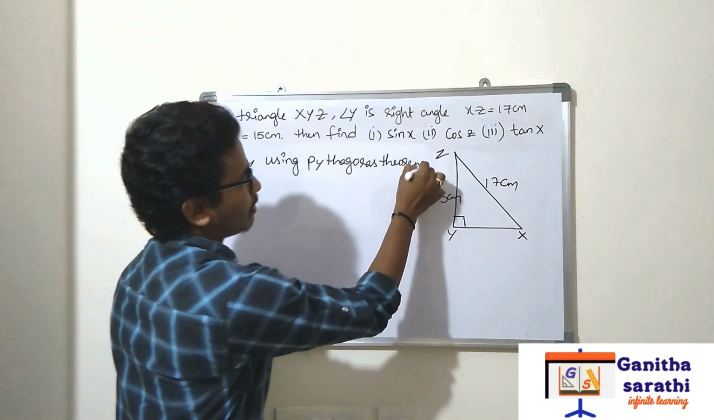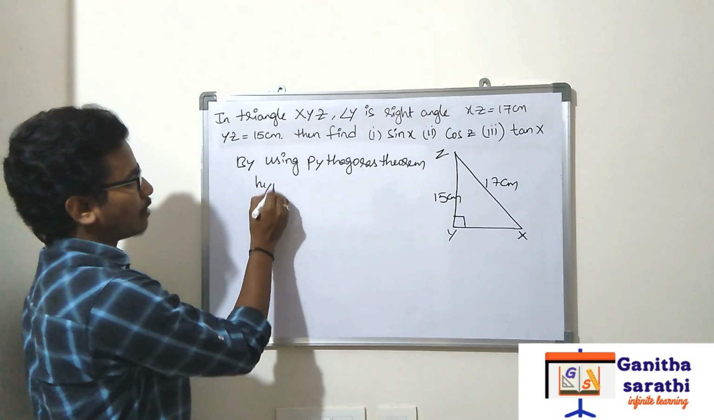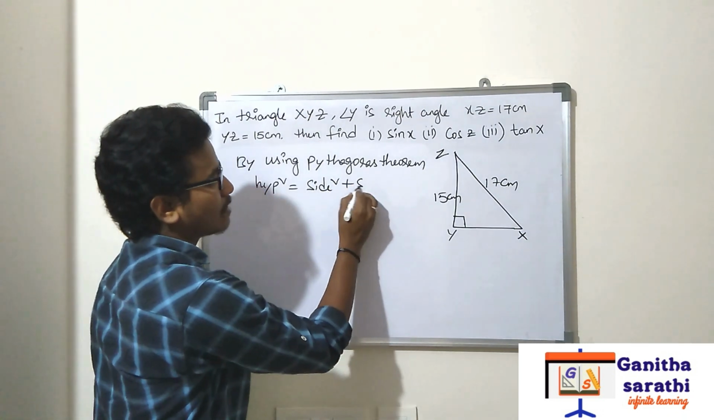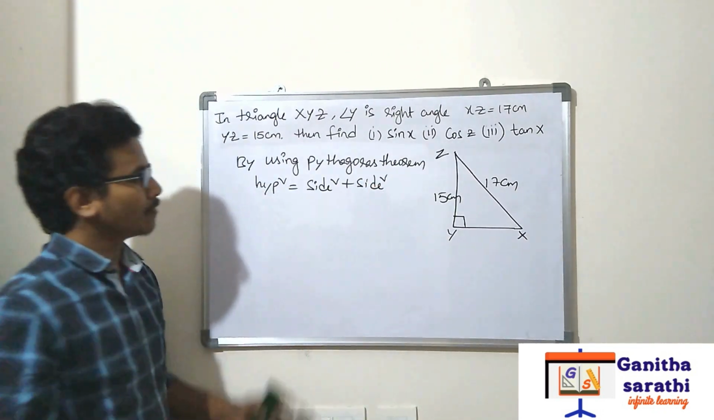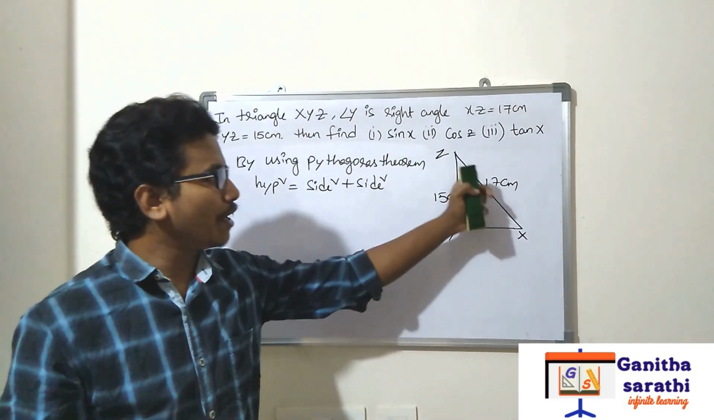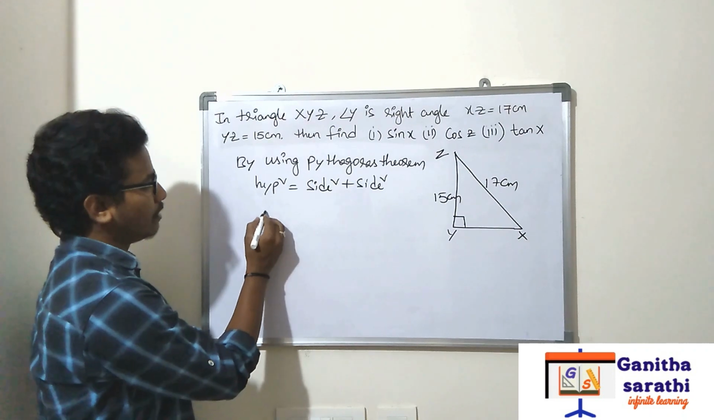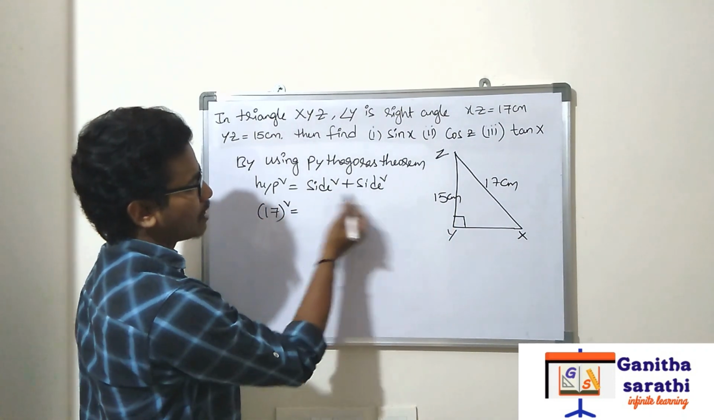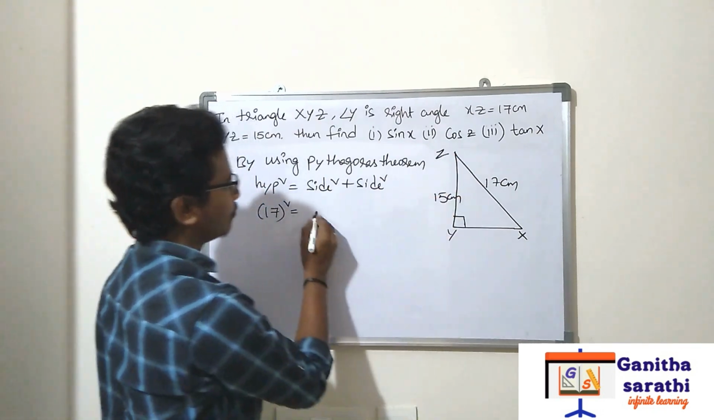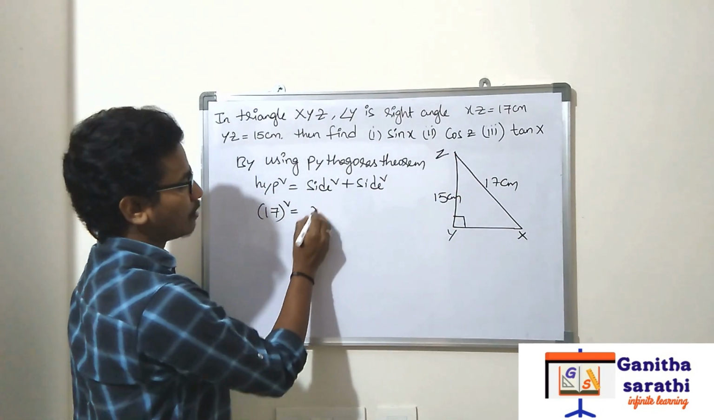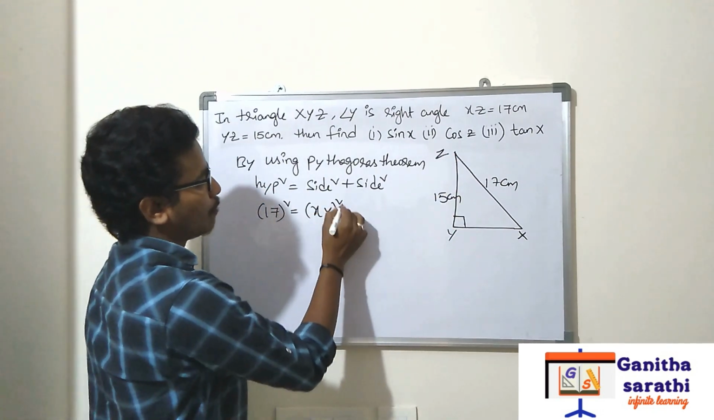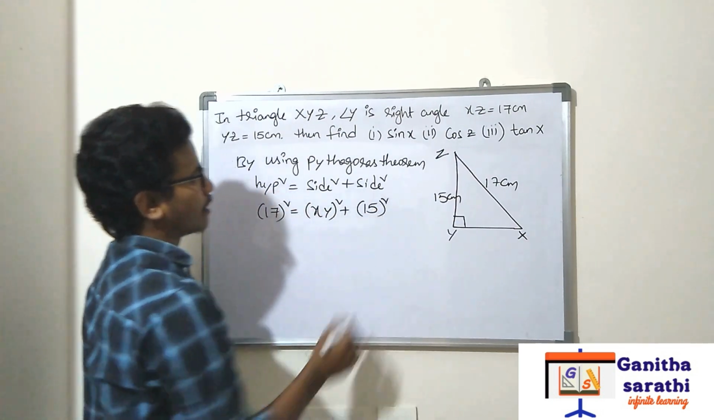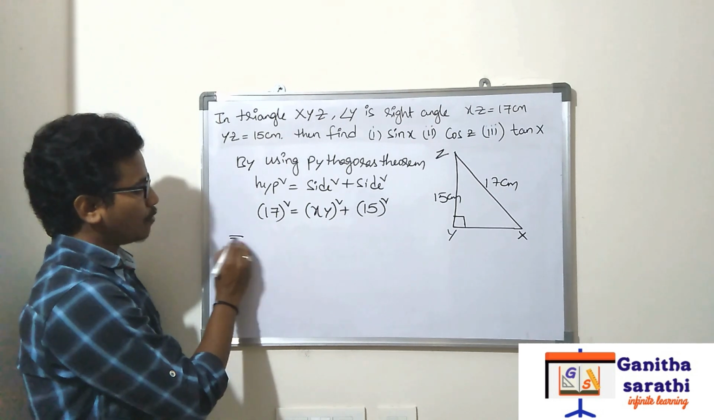Yesterday we discussed, right? Hypotenuse square is equal to side square plus side square. So hypotenuse square. What is hypotenuse given here? 17. 17 square is equal to side is how much? Sides are what? XY and YZ. XY we have to find out, right? So XY square plus what is YZ? YZ means 15 square.